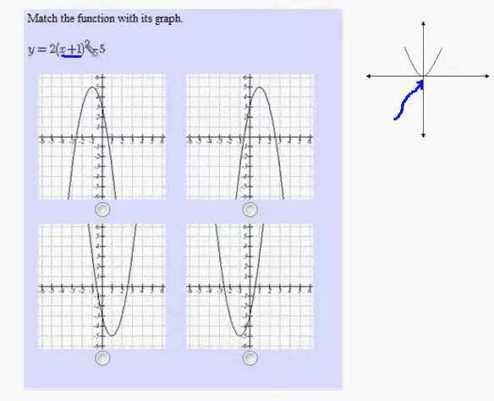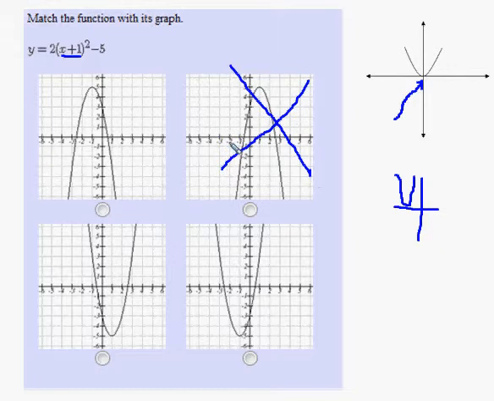x plus 1 squared, the fact there's a plus 1 inside the parentheses would shift the graph to the left 1 unit. So if I shifted the original graph to the left 1 unit, you'd have a parabola here bottoming out left of the origin. It's a horrible graph, but you can see all of these graphs except for this one has the vertex to the left of the origin. So this cannot be the correct graph because the vertex is to the right of the origin.